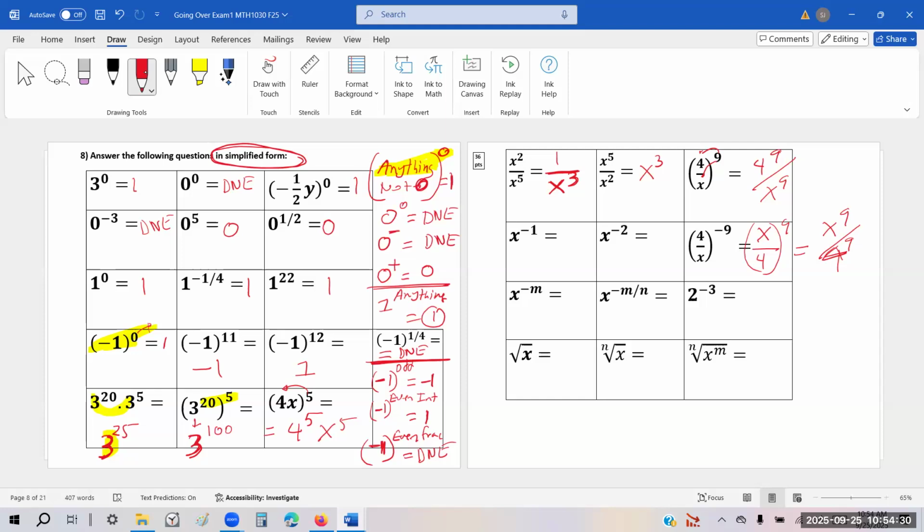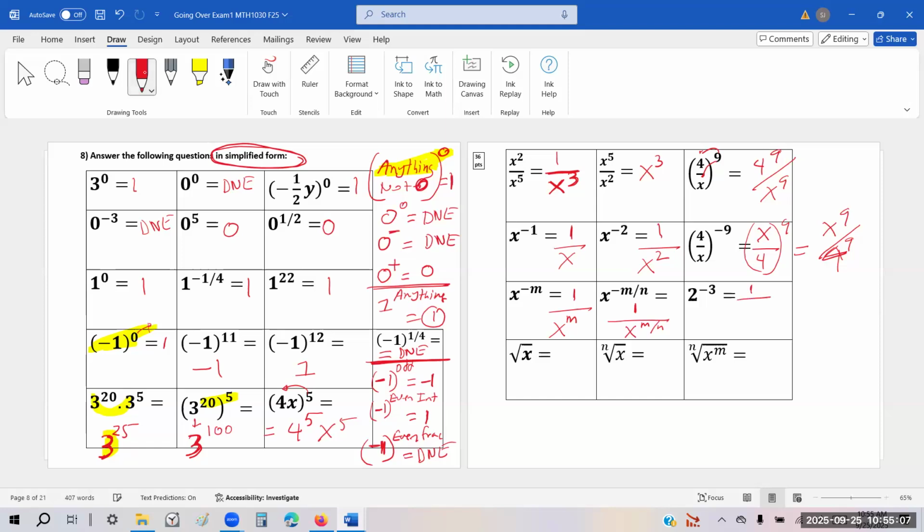And now comes all the negative rules, the next 5 things. X to the negative 1, 1 over x. What is x to the negative 2? 1 over x squared. What is x to the negative m? 1 over x to the positive m. The next one, fraction, we don't care. It's the same rule. It's 1 over x to the positive power.